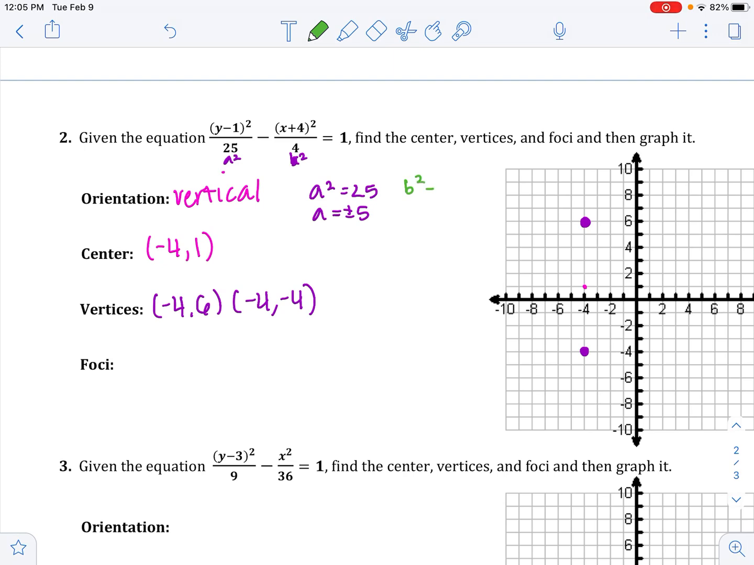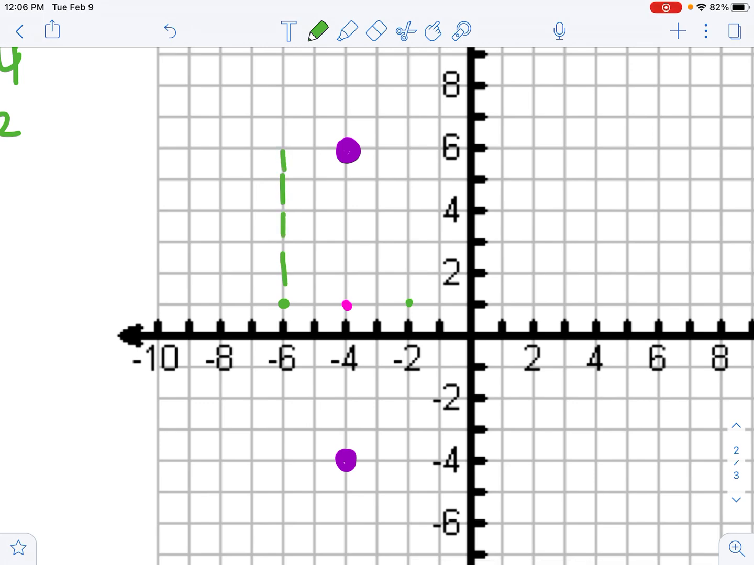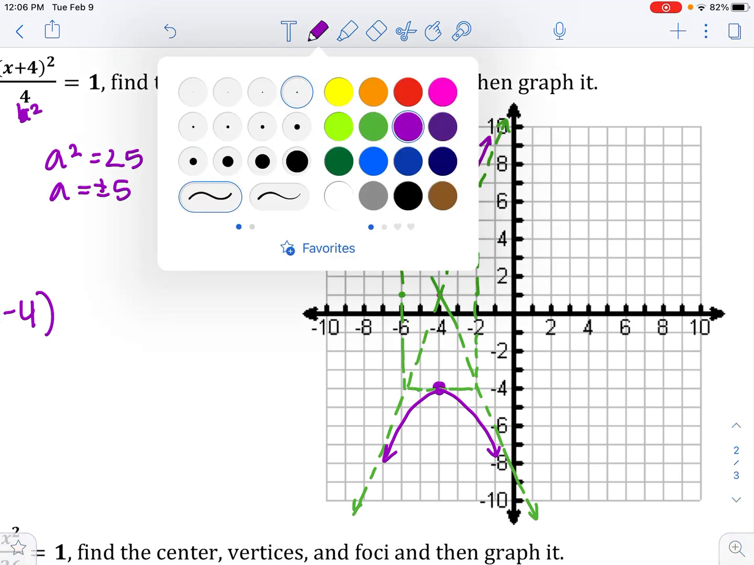Okay. Now I'm going to get B, and I'm going to use that to help me graph. So B squared is 4. B is plus or minus 2. So I'm going to go right 2, left 2. Notice I don't make a big deal about those. And then I'm going to create a rectangle out of this. I'm going to draw my asymptotes going through the corners. All right, go back to your vertices and graph your 2 branches. My vertices are these purple dots right there, points. So it's not hard for me to tell what they are. But it is vertical, so I know it's not the other 2.